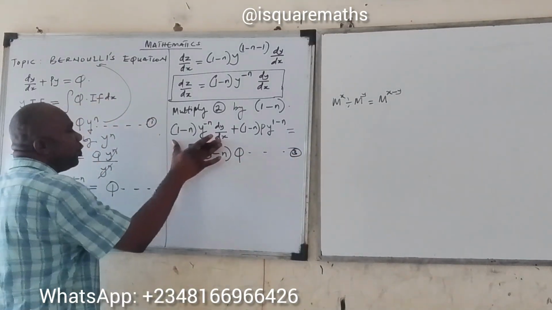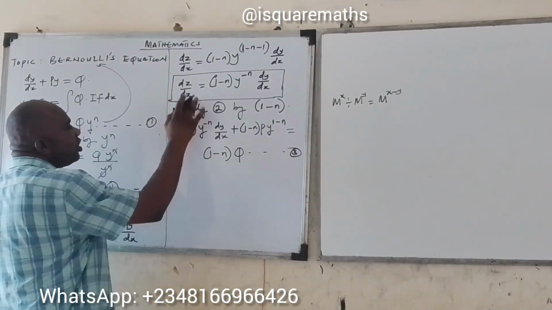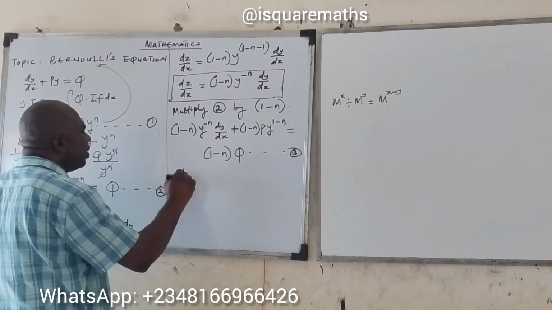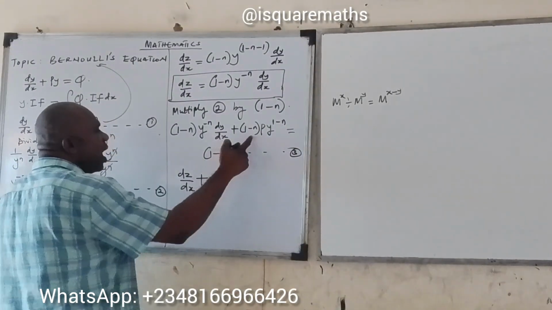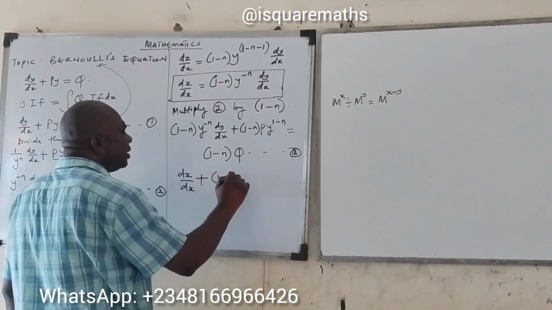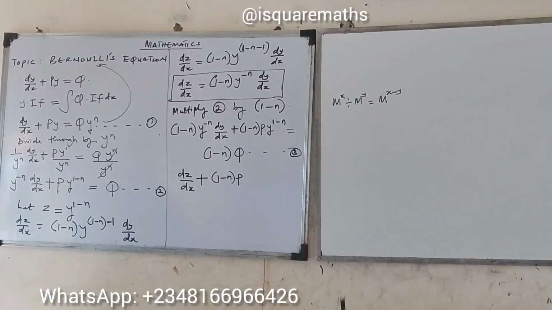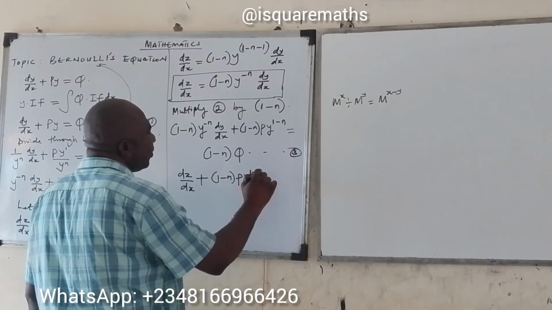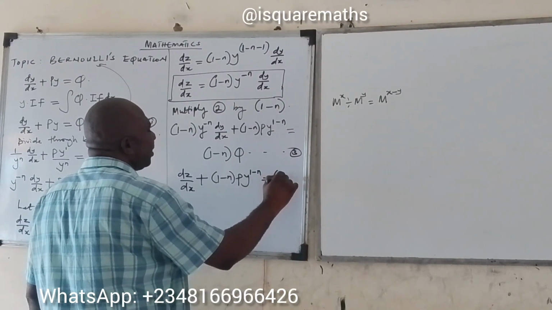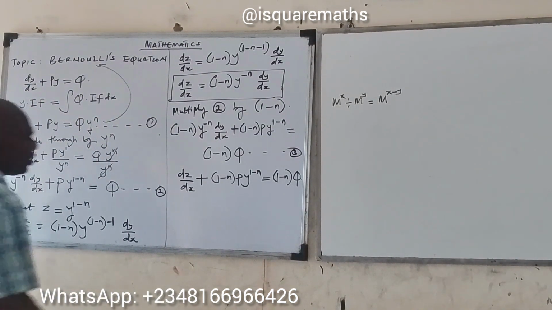Now at this point, looking at this function here, we discover that it's the same thing as dz/dx. The whole of this is dz/dx. So here we have dz/dx plus 1 minus n, then p, y raised to the power of 1 minus n, equal to 1 minus n, then q.